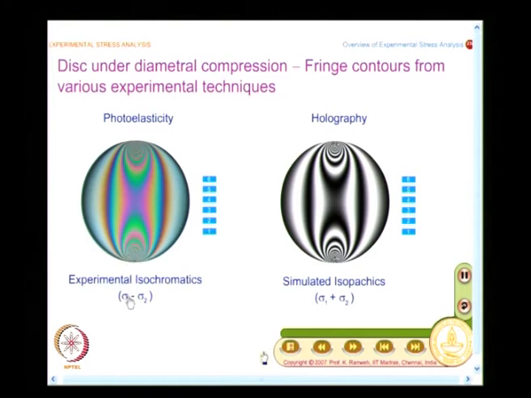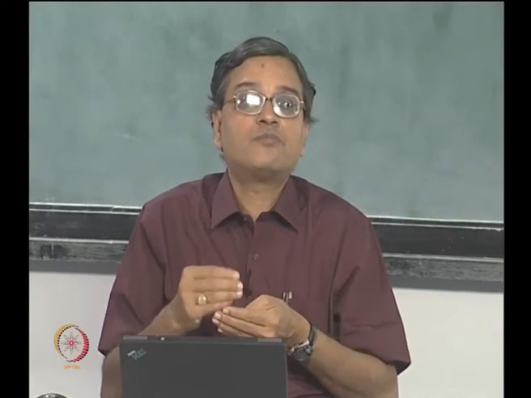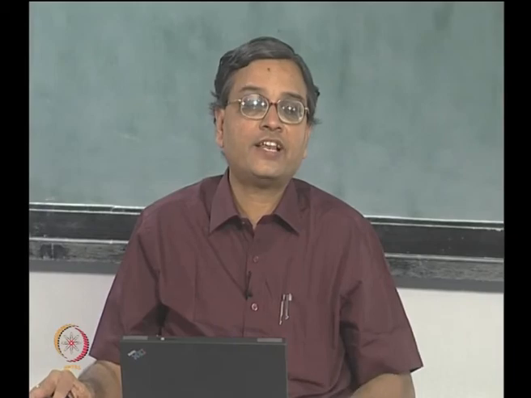In photoelasticity you get contours of sigma 1 minus sigma 2, and I said one experimental technique will not give all the information. Suppose I want to find out information of individual stress components. One approach could be to do a holographic experiment; in this case it is simulated, but I get isopachics recorded. So, when I have photoelastic contours as well as holographic contours, I can process these two and find out individual magnitudes of sigma 1 and sigma 2 on the entire field.